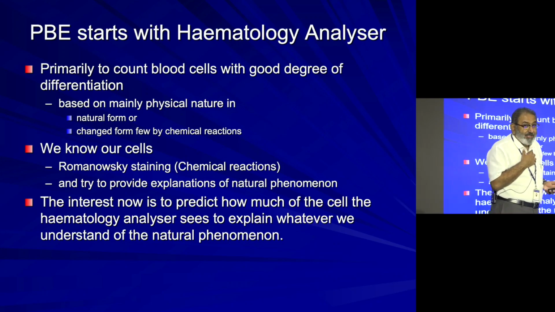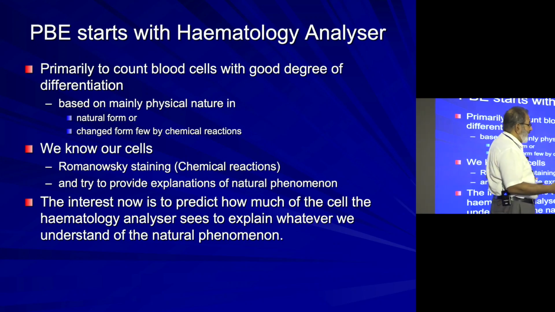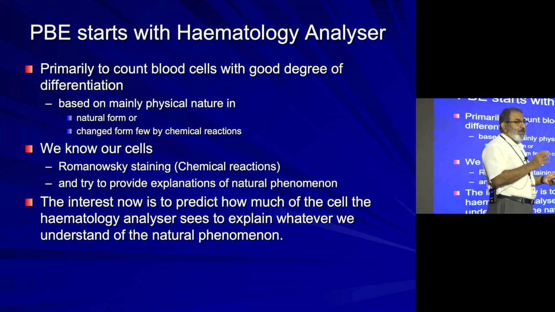We know our cells, isn't it? We look at the microscope, we know our neutrophils, we know our lymphocytes, we know our reactive lymphocytes, we know our blast. But the cell counter also sees the cells in a different way, but exactly the same cell. The interest is now how to predict how much of the cell the hematology analyzer sees explains the natural phenomena or the abnormal phenomena that we know about.